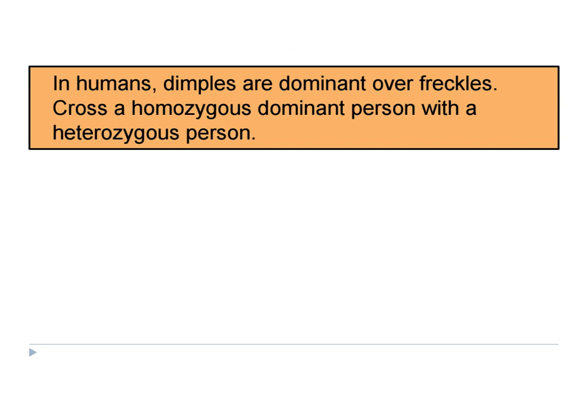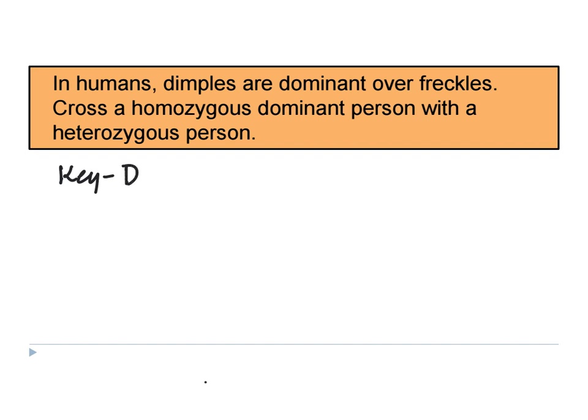Let's try a problem. In humans, dimples are dominant over freckles. Cross a homozygous dominant person with a heterozygous person. This is a very simple monohybrid cross. So we're going to start off by making our key. In our key, we can choose whatever letter we like.